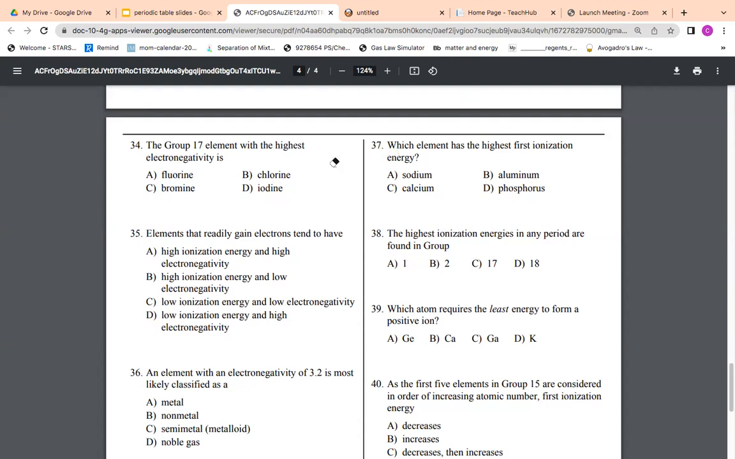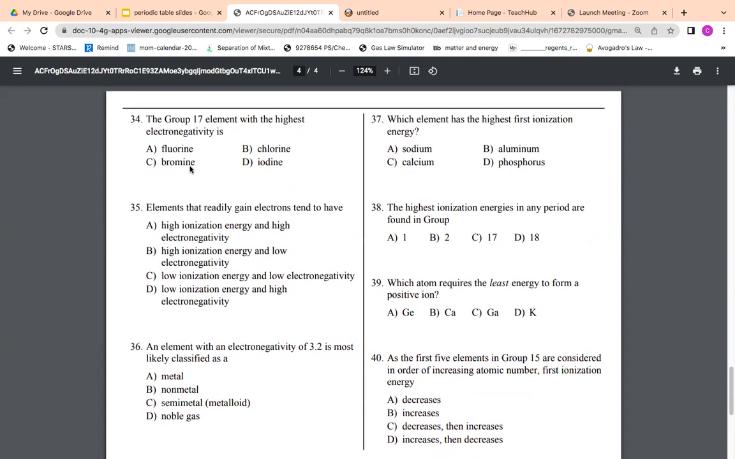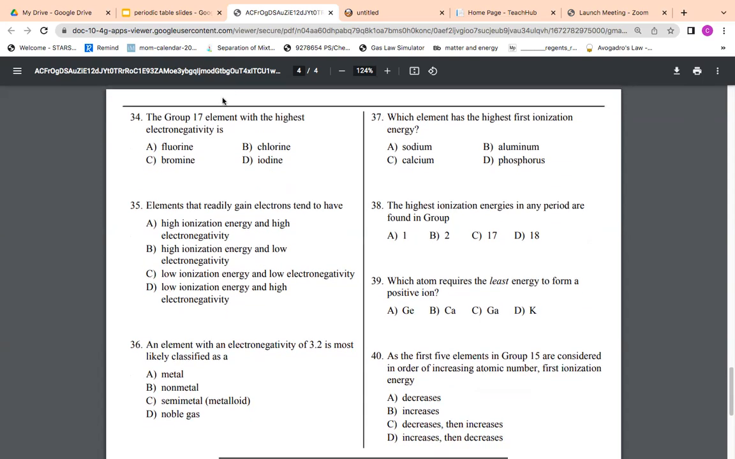Okay, 35. Actually, let me move this down so I don't have to shift this page anymore after this. All right.